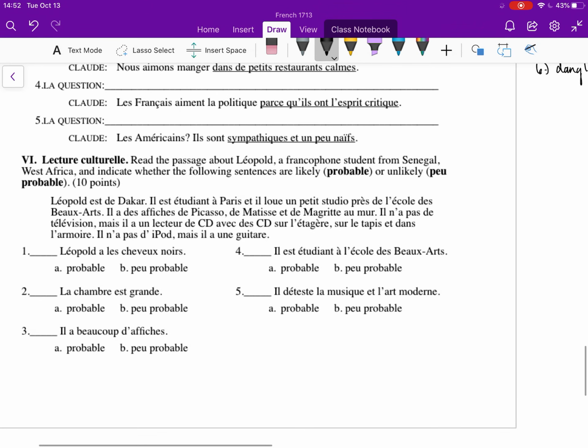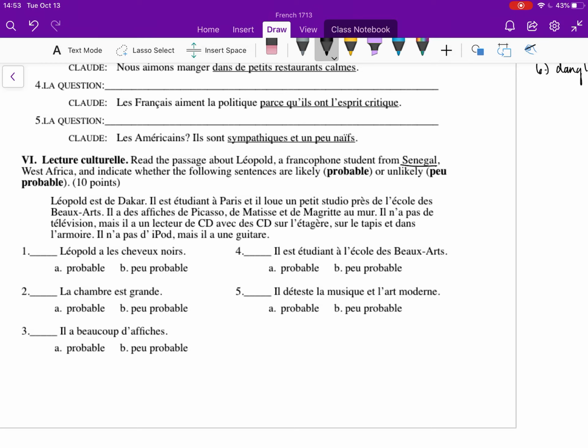Check the key. Finally, a lecture culturelle, reading the passage about Léopold, a francophone student from Senegal, that's important information, West Africa, and indicate whether the following sentences are likely, probable, or unlikely, peu probable.